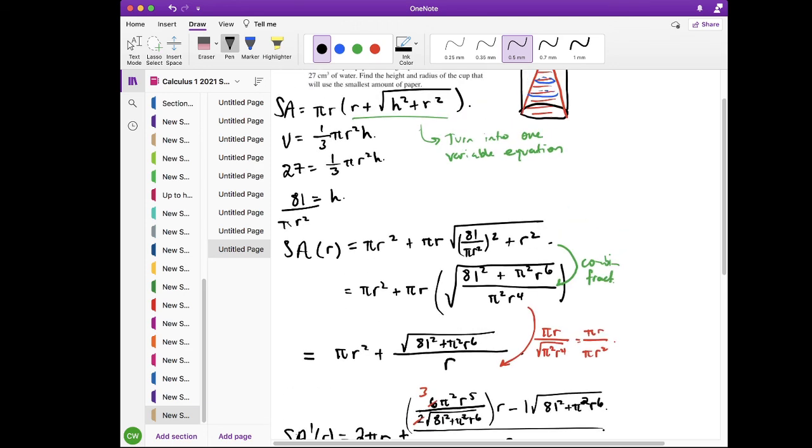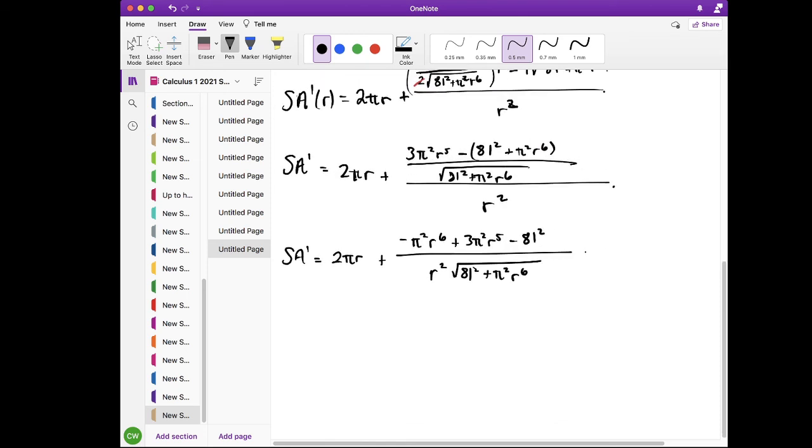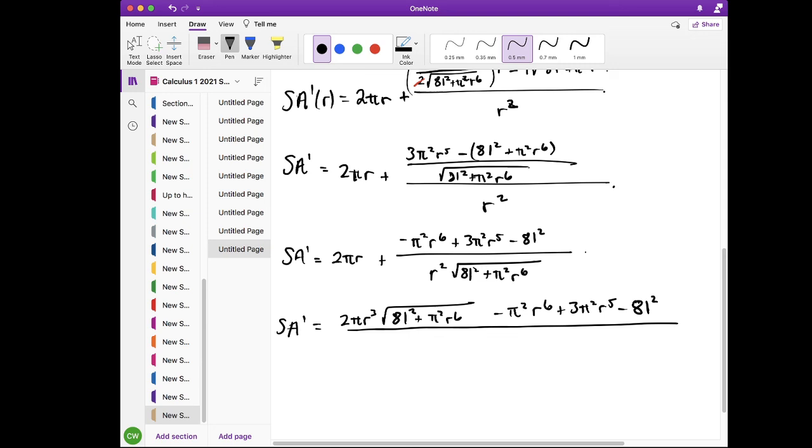Is everything okay so far? Seems that way. All right, so combine fractions. We won't have time to finish this one today. We get 2 pi r cubed, then 81 pi squared r to the 6th, then minus pi squared r to the 6th, plus 3 pi squared r to the 5th minus 81 squared. Yeah, something.